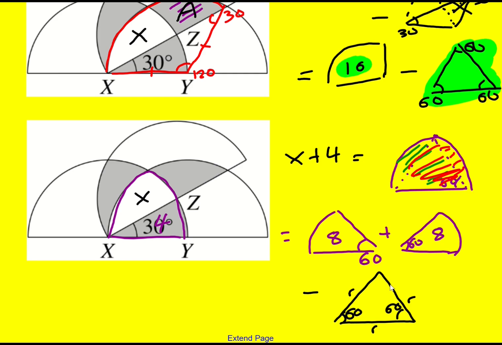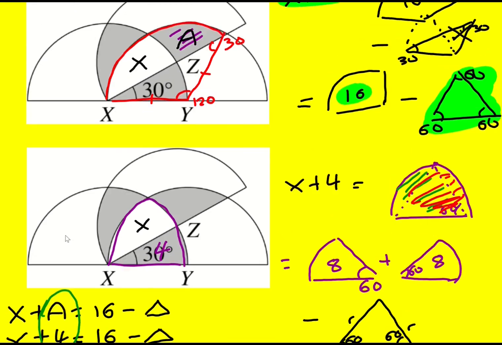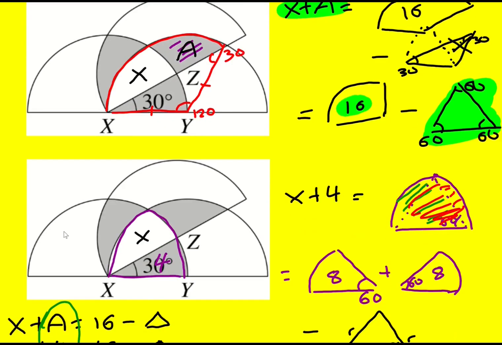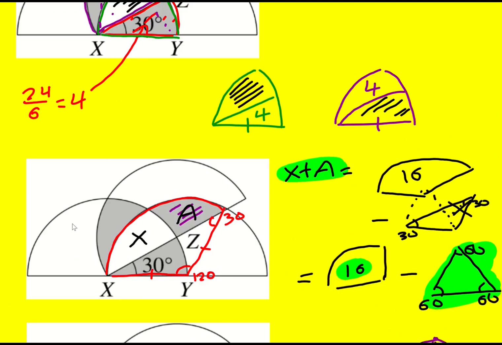So bringing this together, we have that x plus a is equal to 16 minus an equilateral triangle. We have x plus 4 equals 16 minus an equilateral triangle. And the only conclusion is therefore that a is also equal to 4. We don't have to work out x, but we can show that a is 4.